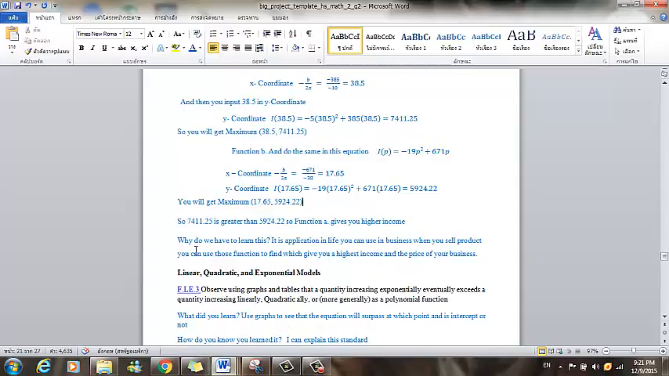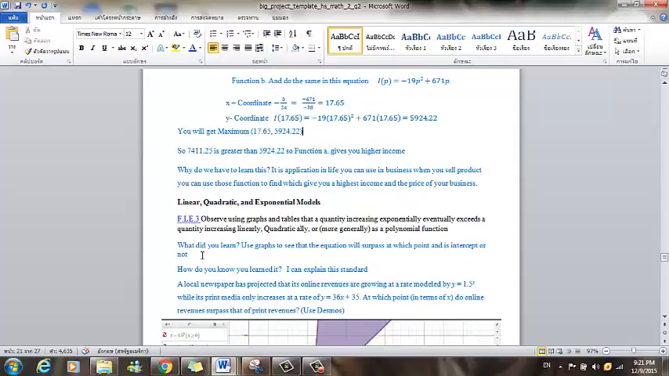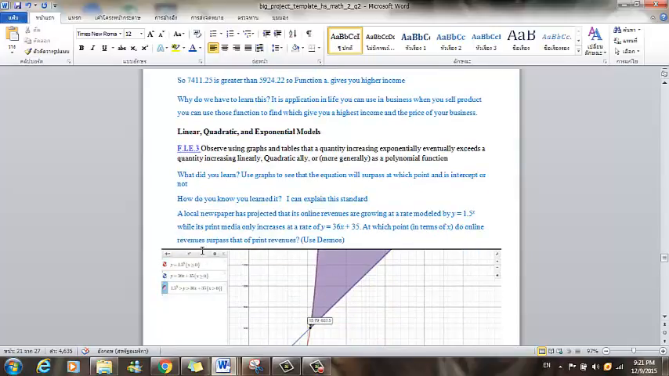So why do we have to learn this? Because this application in life you can use in business. When you sell a product, you can use those functions to find which will give the highest income and the price in your business. So move to another standard.